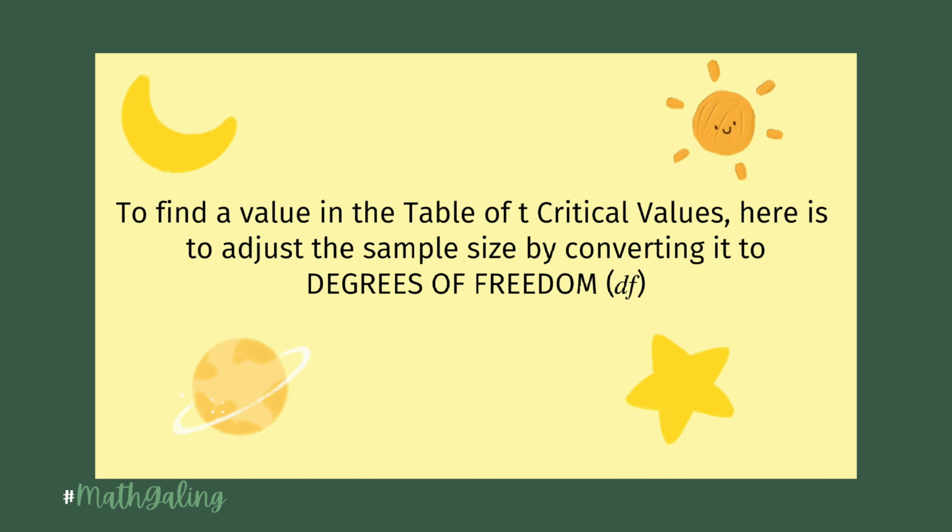To find a value in the table of t-critical values, we first need to adjust the sample size by converting it to degrees of freedom. The number of degrees of freedom is equal to the number of the remaining values in a dataset that are free to vary after one or more values have been deducted. In the use of the t-distribution, one value is deducted.